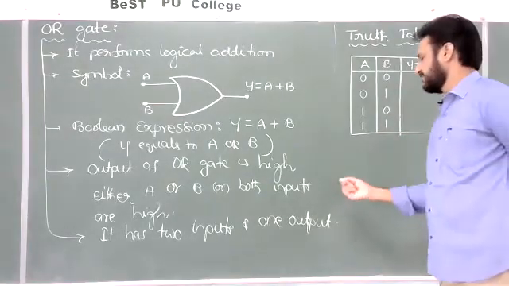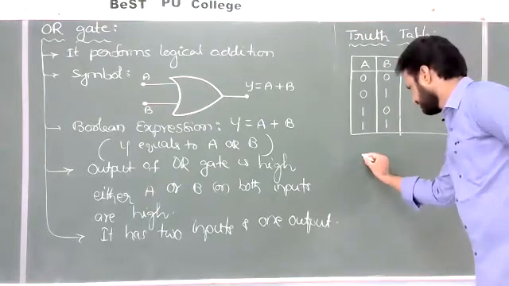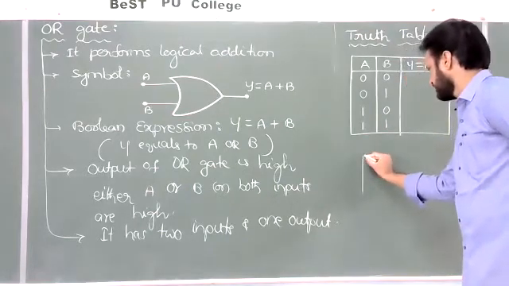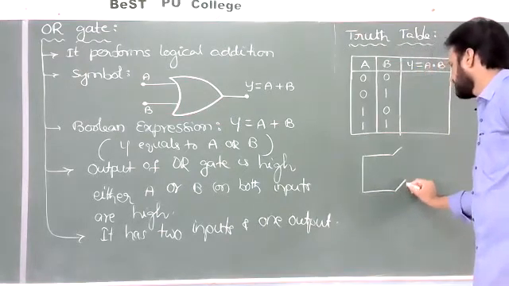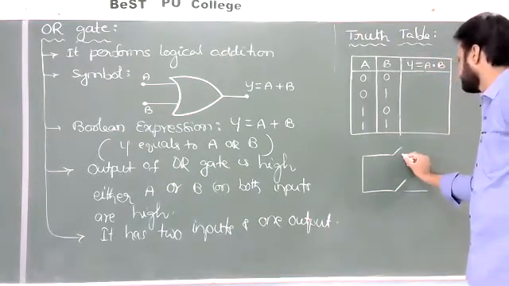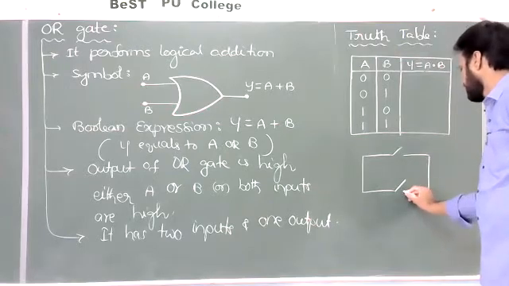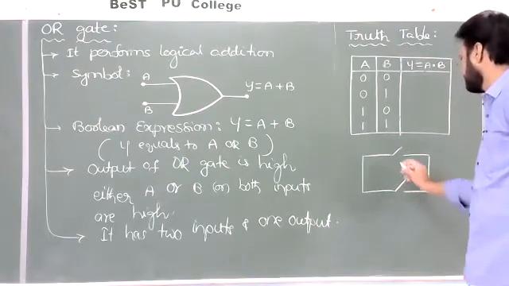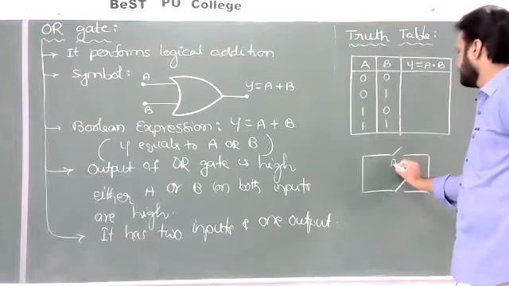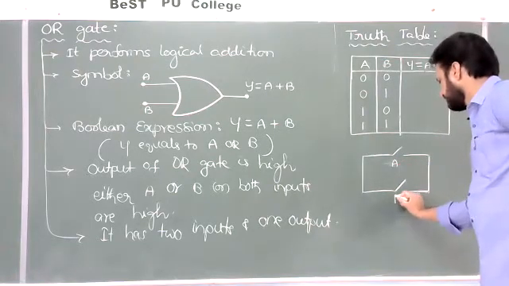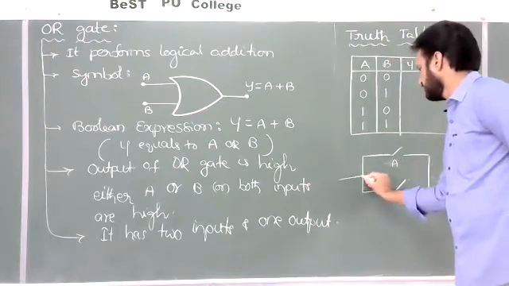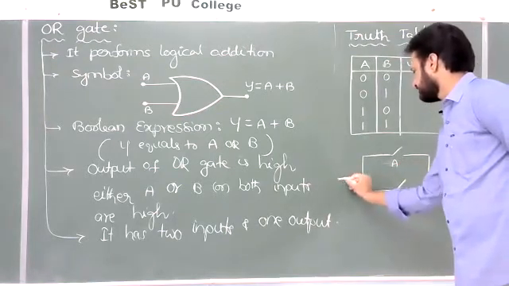I'll write a simple circuit here also. I'll take two switches the same way, but observe carefully how the two switches are connected. The first one is switch A, and this is switch B. Now both will be connected like this.